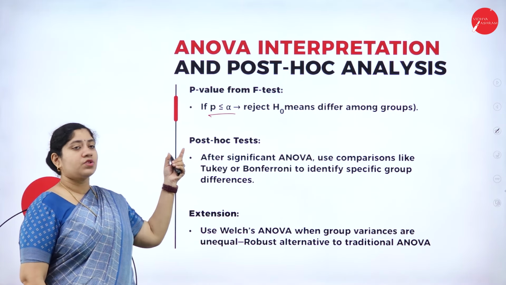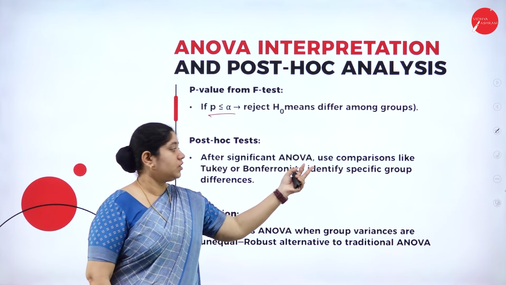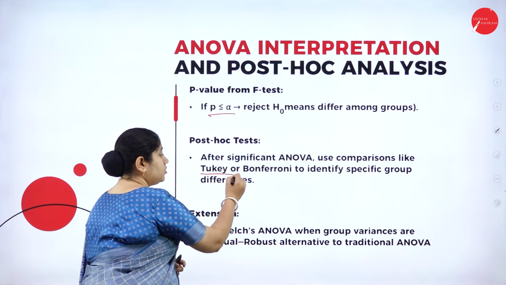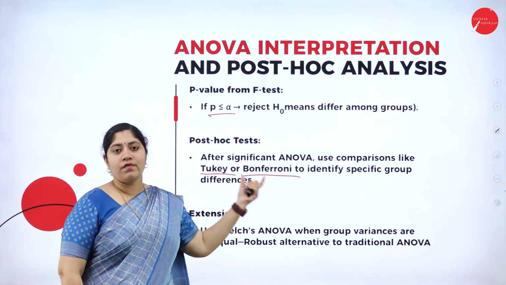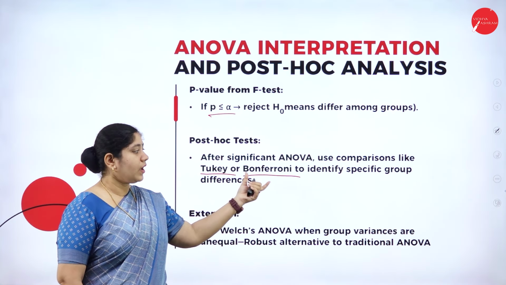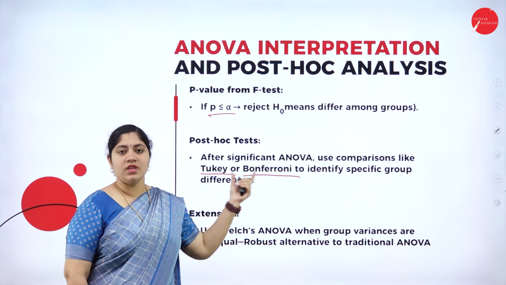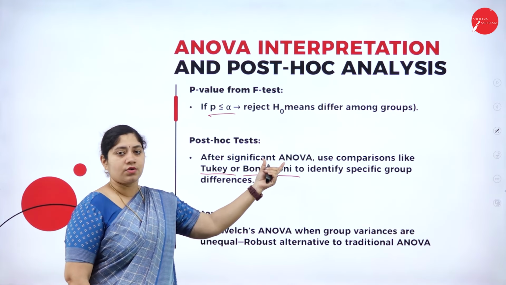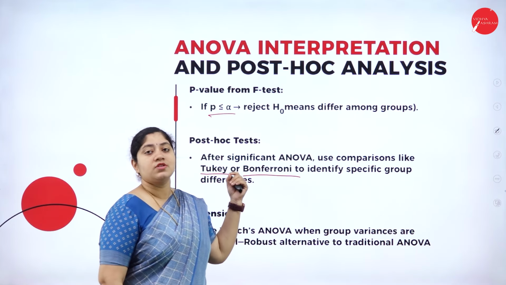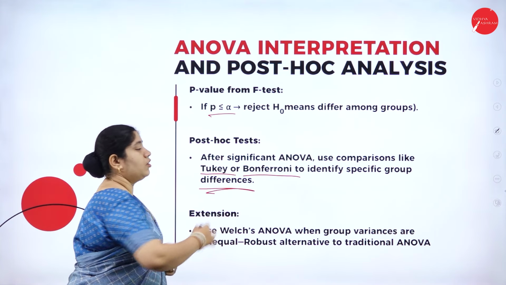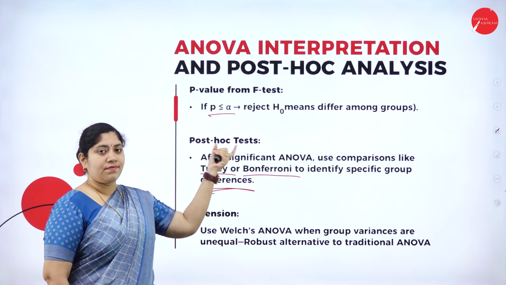The second is post hoc test. After a significant ANOVA, it uses comparisons like Tukey or Bonferroni to identify specific group differences. So these are the two different comparison techniques, that is Tukey as well as Bonferroni. These are the two different techniques in order to compare our groups after ANOVA, and to identify specific group differences. So this is a post hoc test as well as the p-value from the F test.